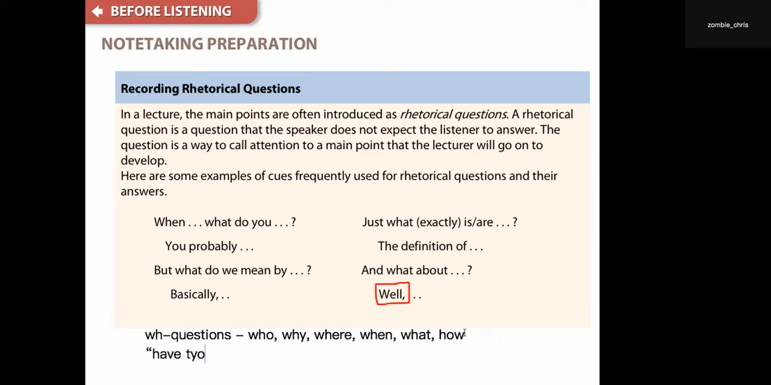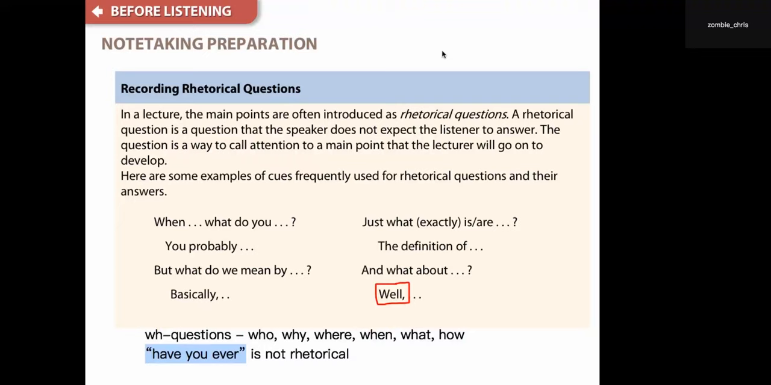Have you ever is not rhetorical. So we always ask a rhetorical question with who, why, where, when, what, how. Have you ever, I need to tell you this very, very clearly, is not rhetorical. It is not a rhetorical question because the answer will always change. So, have you ever been skydiving? You're asking about experience. You're not asking about something to introduce a main point here.